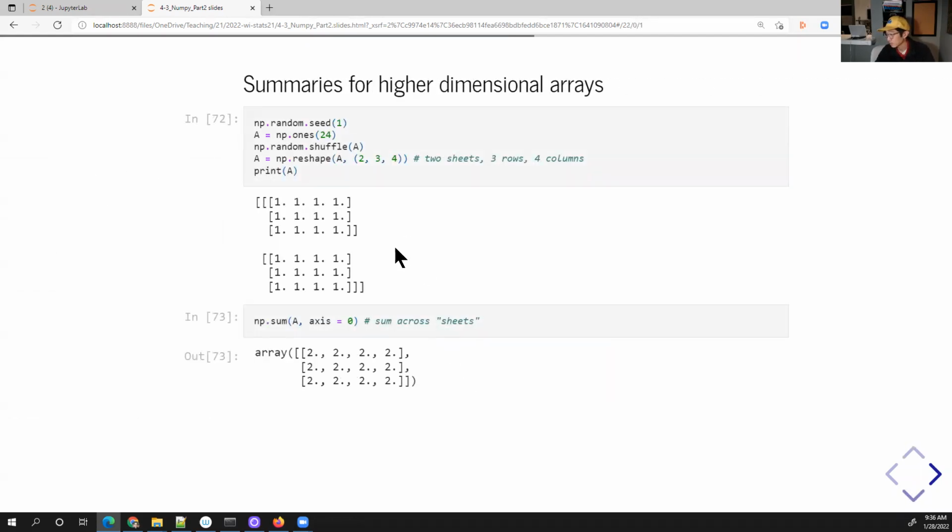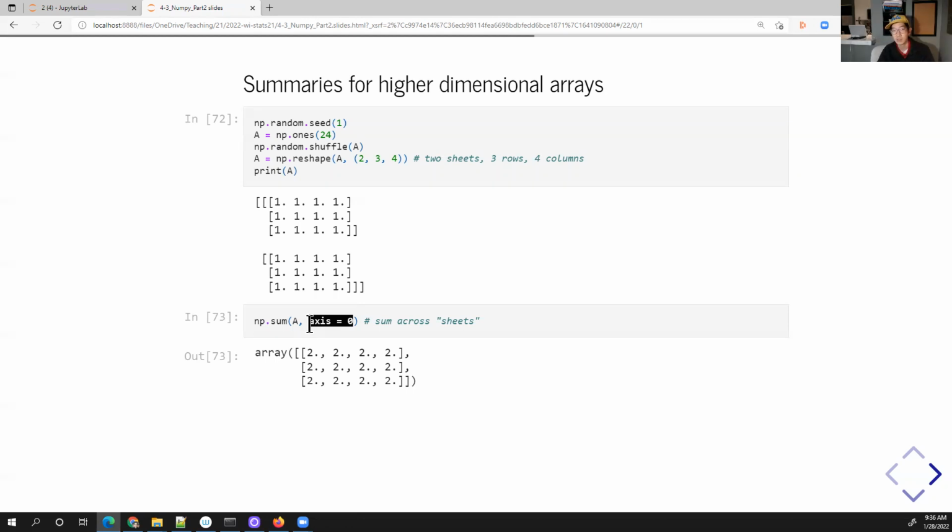Okay, what if we have a higher dimensional array? Here is a 3-dimensional array, a 2x3x4. I've got 2 sheets, 3 rows, 4 columns. Here I've got just a number 1. And so again, when you specify an axis, one way to think of this is that you can think of it as collapsing that axis.